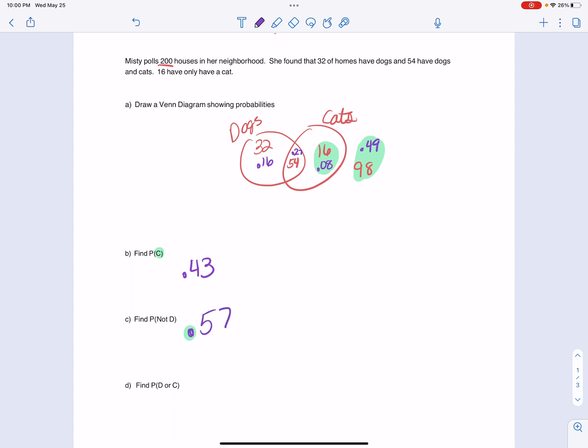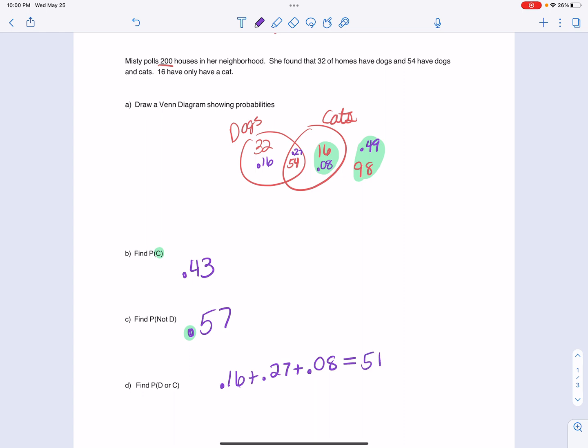And now the probability of D or C. So the probability of D or C is anybody with dogs or cats. So isn't that going to be all of the stuff inside of the circle? So you could have actually subtracted. I think this is going to come out as 51. So we'll talk about that because that's kind of what I was saying yesterday. Like there's a million ways of doing these.